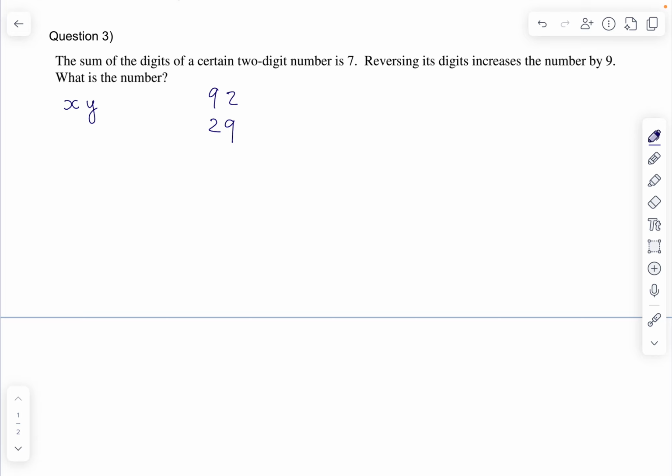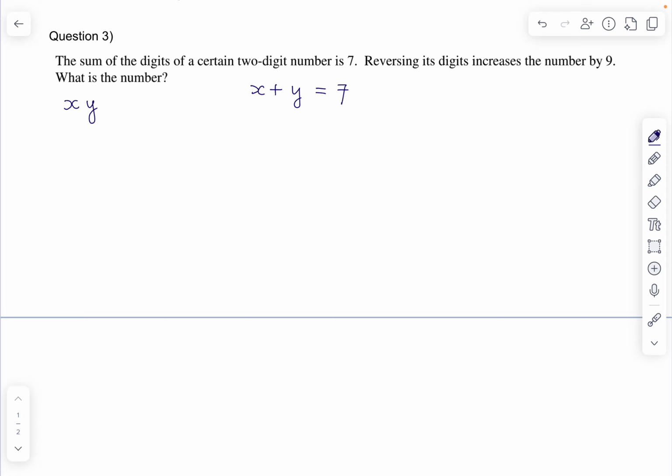So let's say the first digit, because we don't know what it is, we call it x, and the second digit we call it y. So the two-digit number can be expressed as xy. The first sentence says that the sum of the digits of this two-digit number is 7. So from here, we can come up with an equation that x plus y is 7. So this is our first equation.